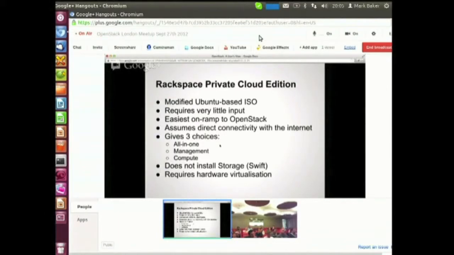Personally, in a lab environment, this is the easiest way to start playing about with OpenStack on your own kit. It does assume a few things. It's not the most customizable, given the fact that it's designed to be very easy. Obviously, it takes away a lot of control from the user.